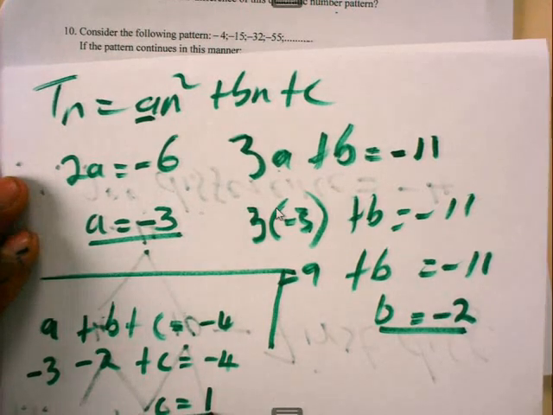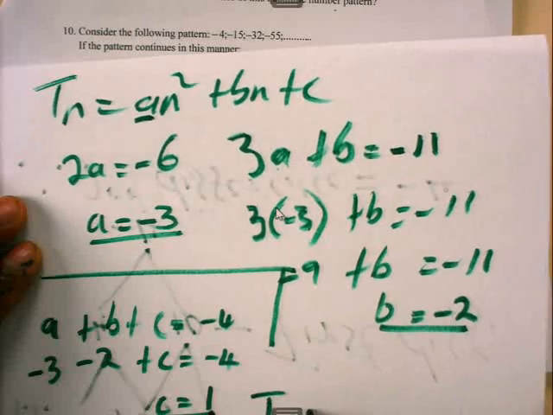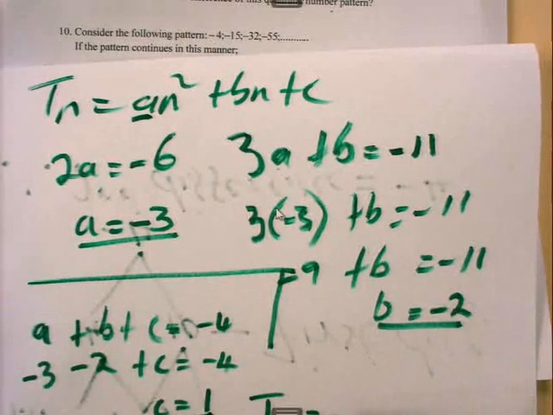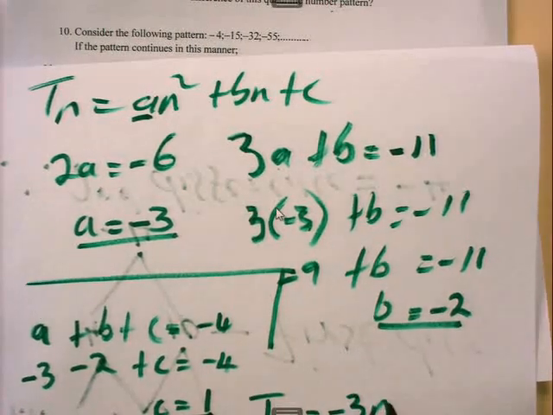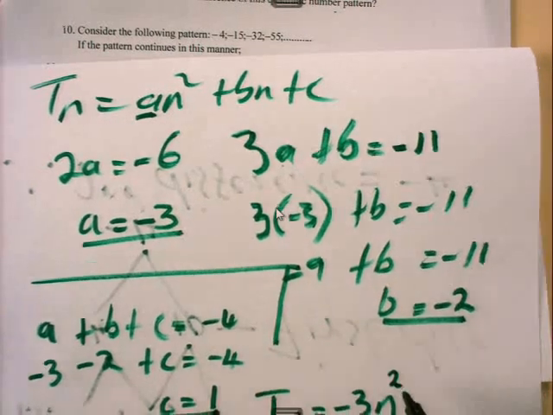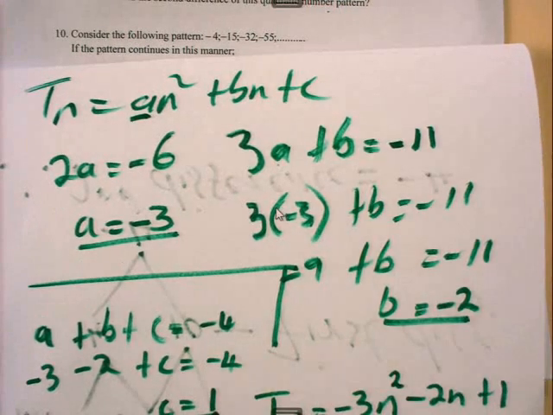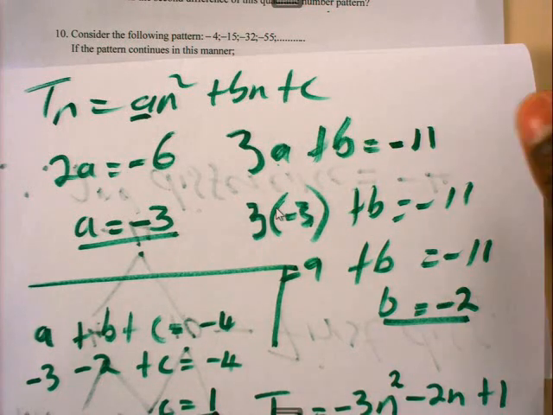What does that mean? It means our nth term, Tn, is going to be -3n squared minus 2n plus 1. That will be our general term, -3n squared minus 2n plus 1. That is how we'll answer that one.